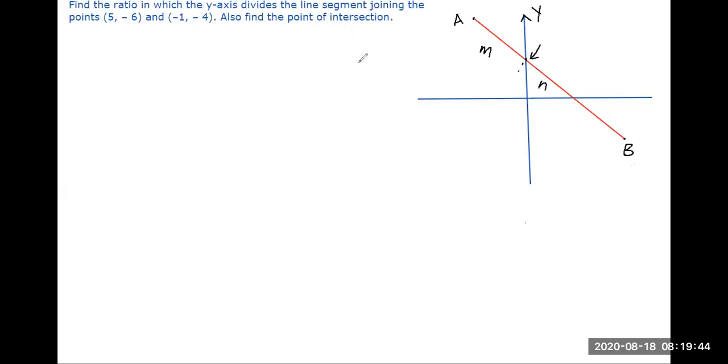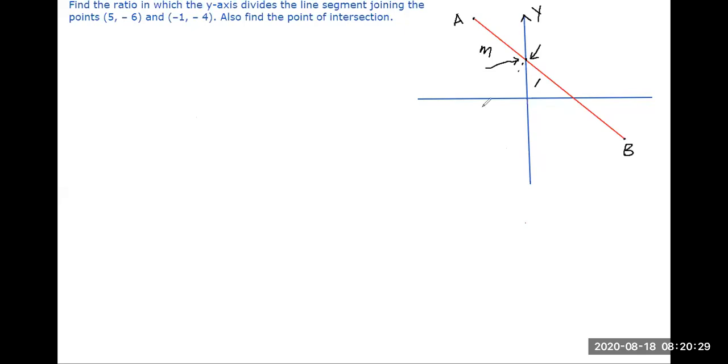Also find the point of intersection, right? So we want to find the point of intersection also, which means we want to locate this point. What is this point? There are a number of ways this sum can be done. Now you can imagine that the ratio in which the y-axis is dividing the line AB is m is to n. You can also imagine, which I told you in the last lecture, it's better to imagine that the y-axis is dividing the line AB in the ratio m is to 1. This is better. Then m might come as a fraction or a number, so you'll get the ratio.